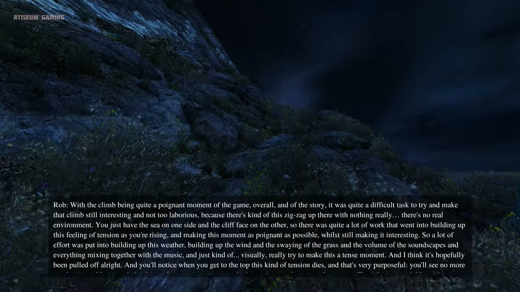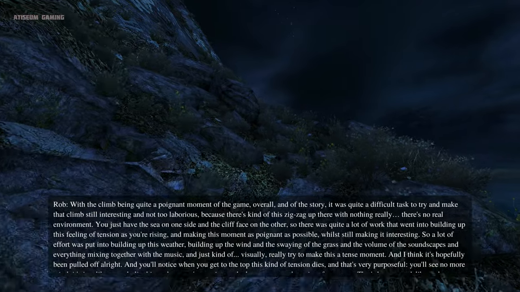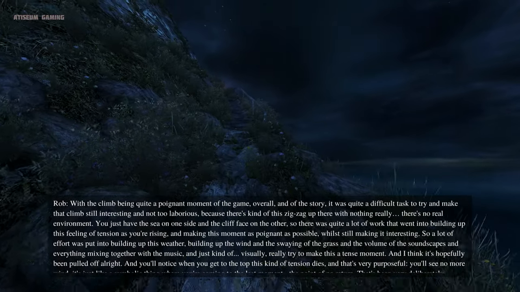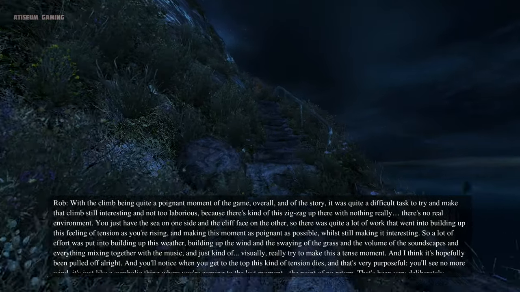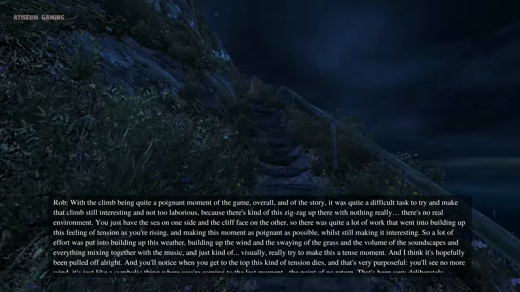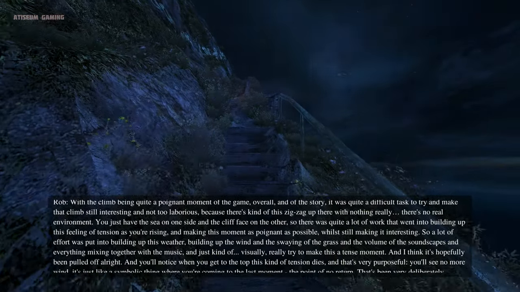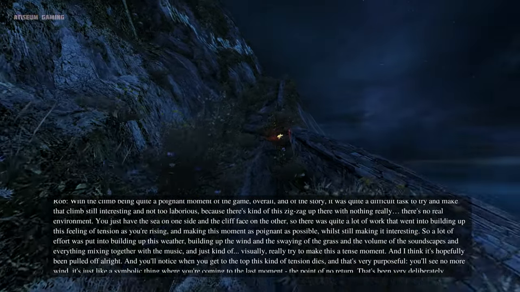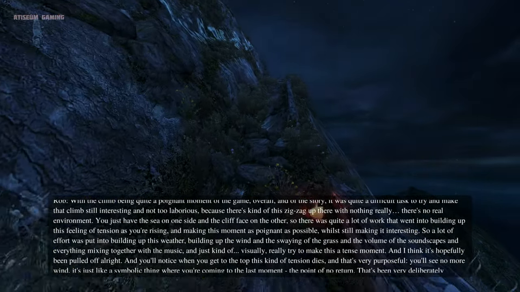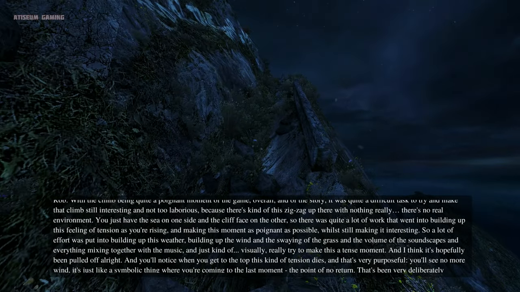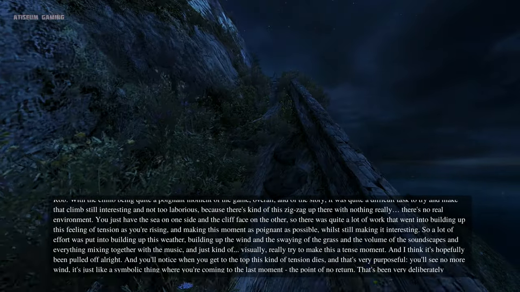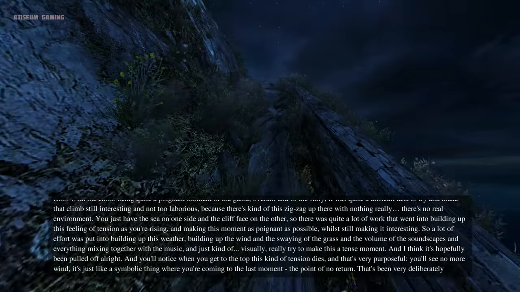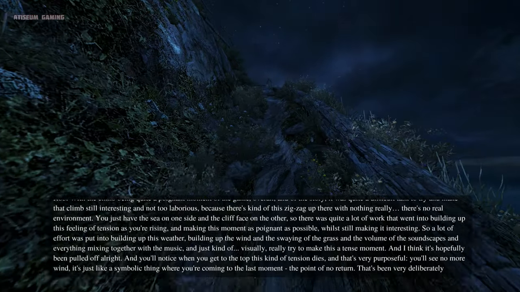With the climb being quite a poignant moment of the game overall and of the story, it was quite a difficult task to try and make that climb still interesting and not too laborious, because it's kind of this zigzag up there with nothing really. There's no real environment. You just have the sea on one side and the cliff face on the other. So there was quite a lot of work that went into building up this feeling of tension as you're rising and making this moment as poignant as possible while still making it interesting.